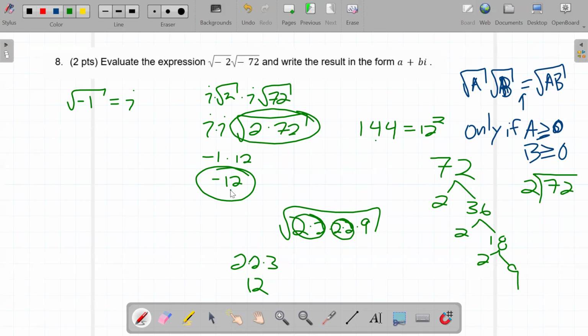Yeah, so the answer here is just -12. The i has disappeared. Is it in the form a plus bi? If you really wanted to write -12 plus 0i, I would be okay with that. I would be okay with that too.